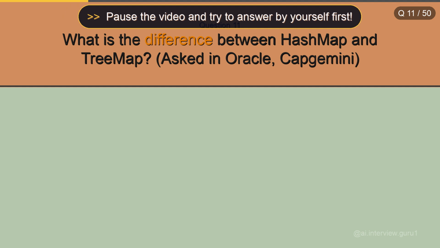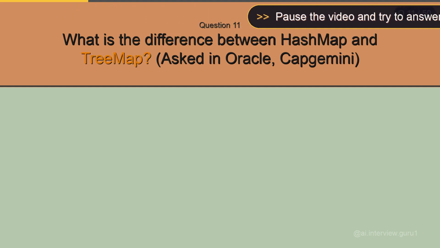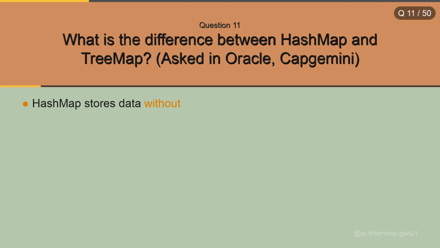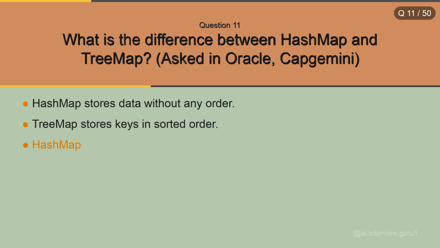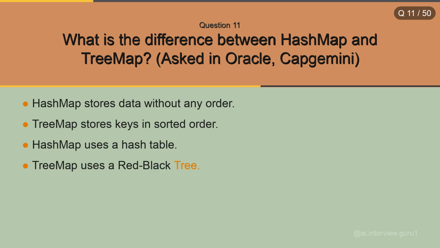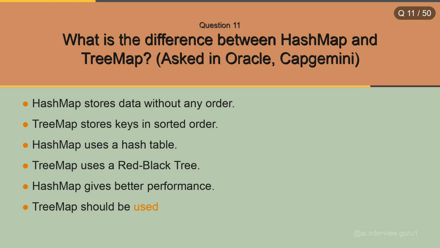What is the difference between HashMap and TreeMap? HashMap stores data without any order. TreeMap stores keys in sorted order. HashMap uses a hash table. TreeMap uses a red-black tree. HashMap gives better performance. TreeMap should be used when sorted keys are required.